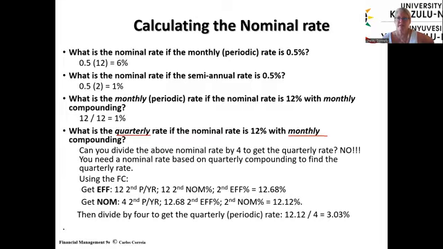Because the 12% was based on monthly compounding, and you had to find a nominal rate based on quarterly compounding. So first you found the effective annual rate using monthly compounding. Then you used that to find your nominal interest rate using quarterly compounding. Okay, I'm going to use our calculator again.